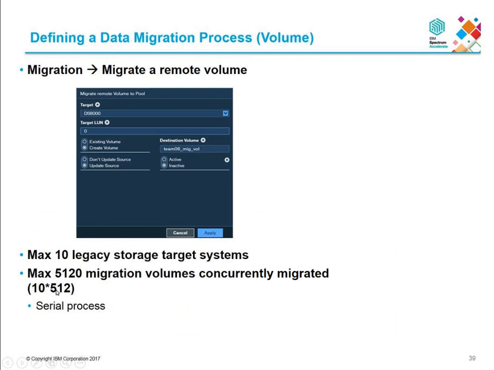Again, I can do this with up to 10 targets, 512 volumes per target, for a maximum of over 5,000 volumes concurrently being migrated. Again, I'm only going to do one at a time per target. So at most, I will have 10 volumes being actively migrated, but I can have lots and lots of volumes in the queue waiting for their turn, and I can be running production on all of those volumes because I will be proxying reads down to the legacy storage.